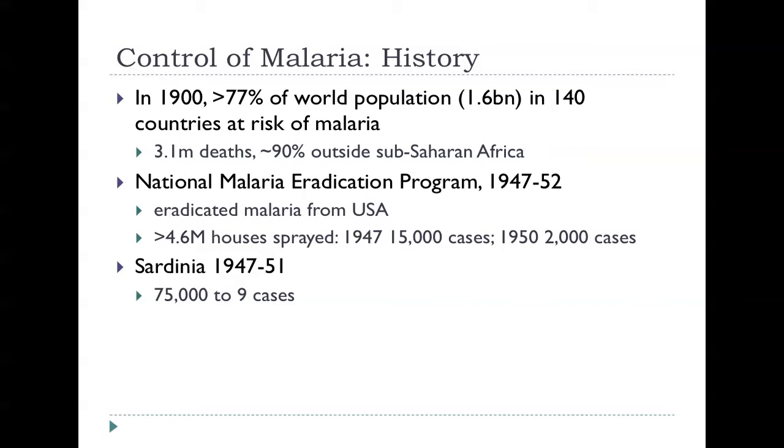The first major efforts to actually try and get rid of malaria started in the middle of the 20th century, particularly in the USA. They had the National Malaria Eradication Program. Over 4 million houses were sprayed. And in 1947, they had 15,000 cases in the continental USA, down to 2,000 within just 3 years. Things were even more impressive in Sardinia, where they went from 75,000 cases in 1947 down to 9 cases, particularly using the spraying of houses with DDT.